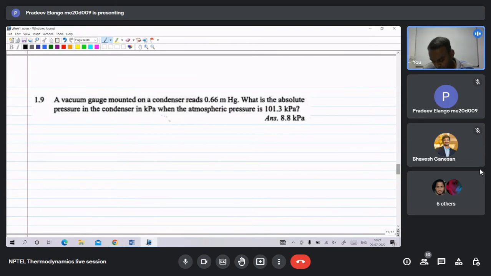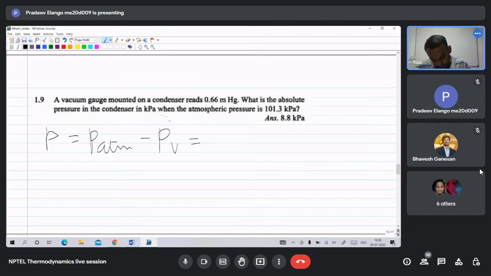We have a vacuum gauge mounted on a condenser which reads 0.66 meters of mercury. What is the absolute pressure in the condenser in kilopascals when the atmospheric pressure is 101.3 kilopascal? We need to calculate the absolute pressure P, which is equal to P atmospheric minus P vacuum. P vacuum is given by rho GH, where rho represents the density of mercury, G is acceleration due to gravity, and H is 0.66 meters.